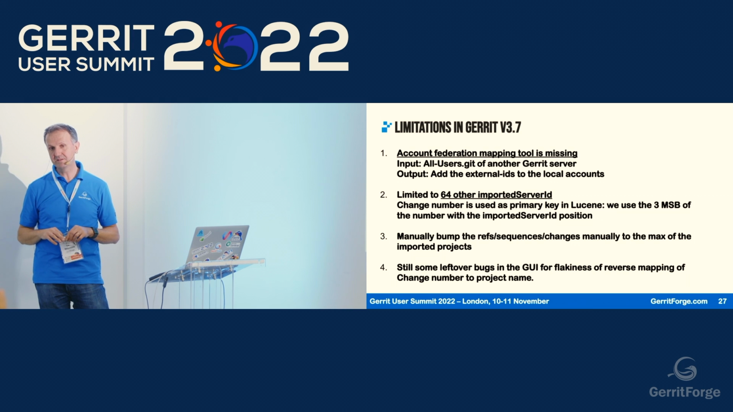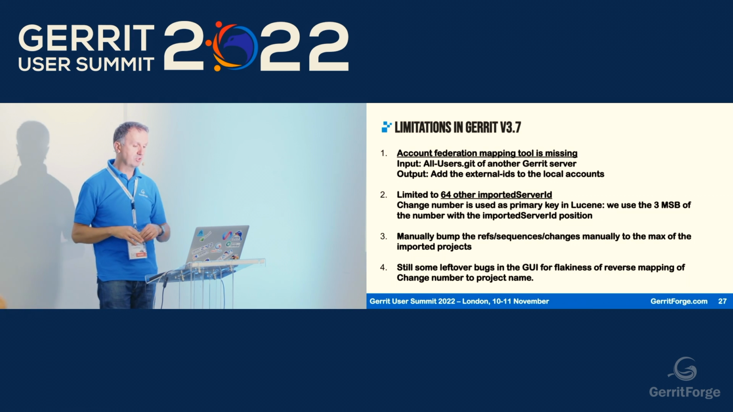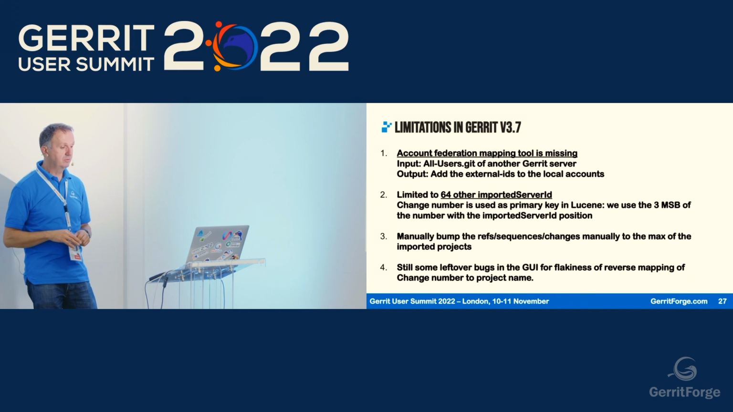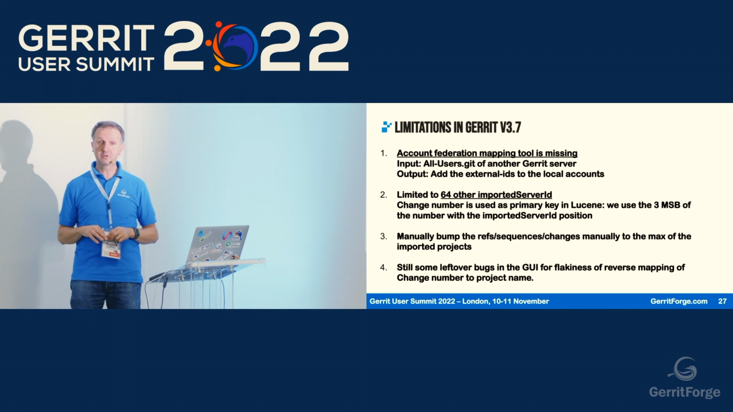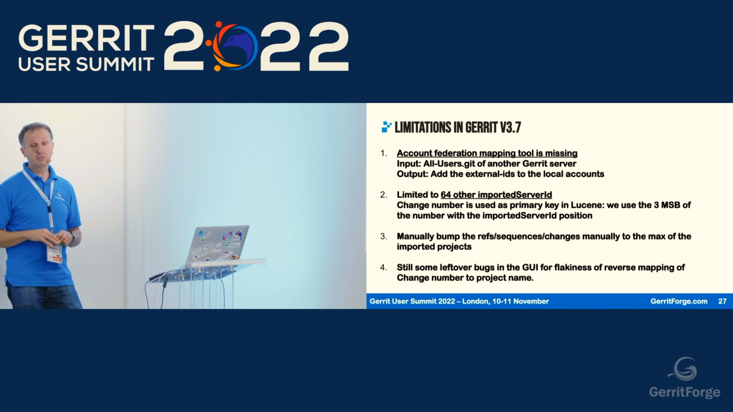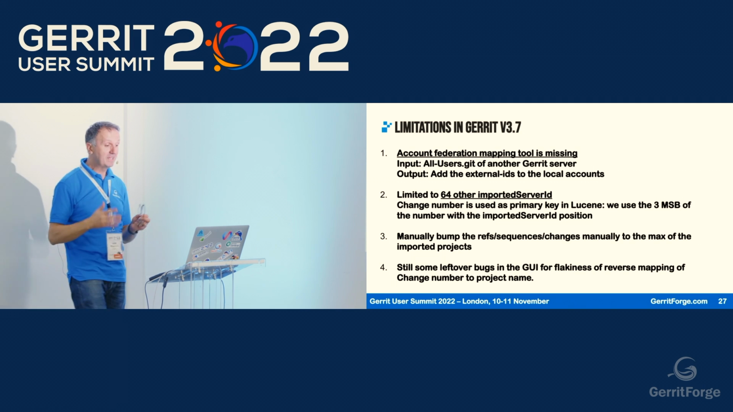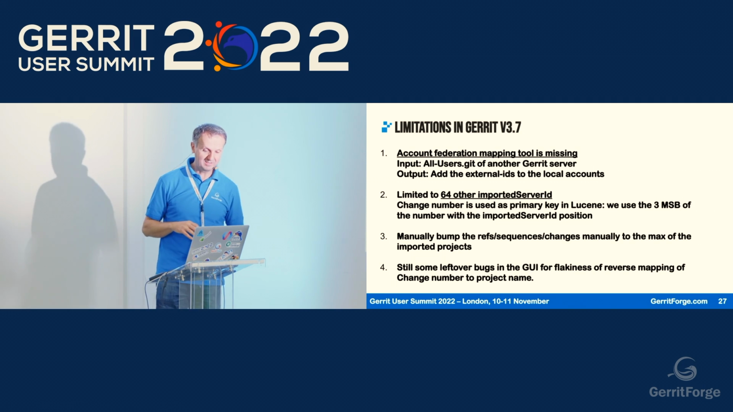So the imported ones will have a different document ID because we use the 3 most significant bits there. We still allow up to 64 imports of different servers with different server IDs. It allows only 256 million changes. Who has more than 256 million changes in Gerrit? No, not for now. But in master, we will do something better.